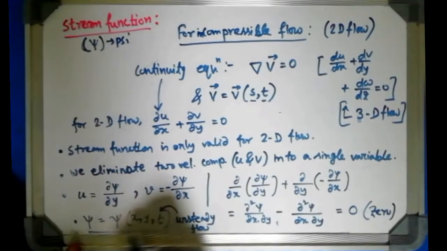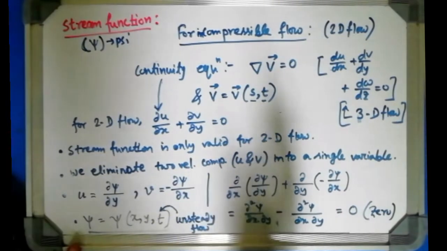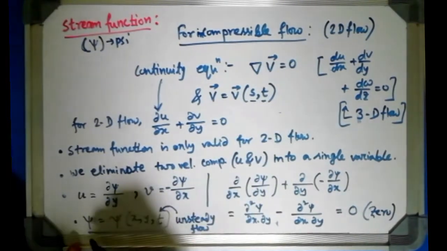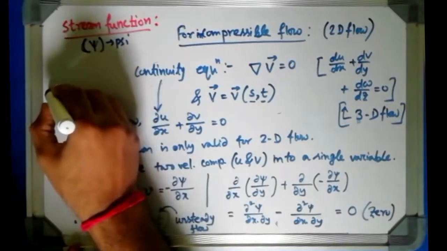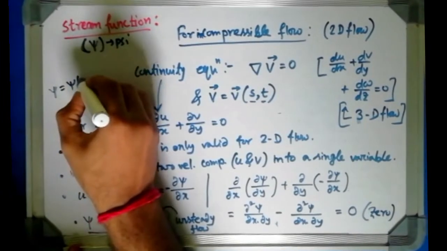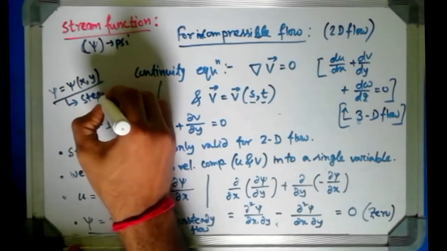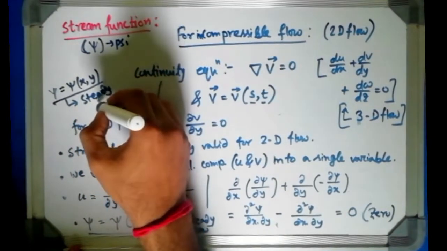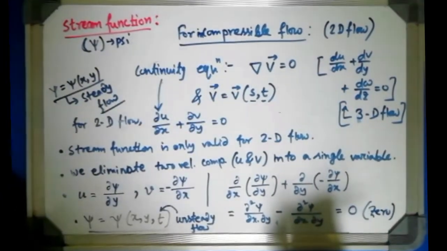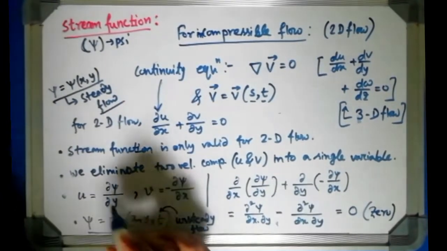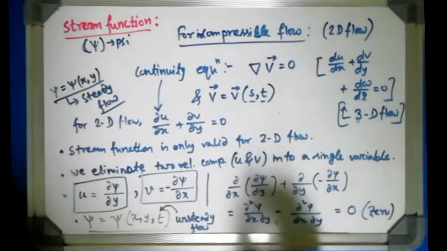Then that psi is relevant with the function of t also. But if it is a steady flow we consider, then obviously psi will be a function of x and y only. So I can write psi is a function of x and y if it is a steady flow. Then the t parameter can be eliminated, mind it. So what we are getting? We are getting u is del psi del y and v is minus del psi del x.